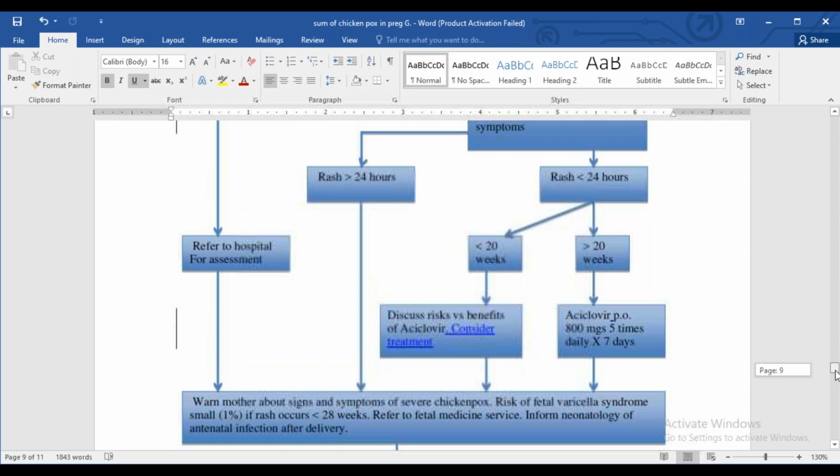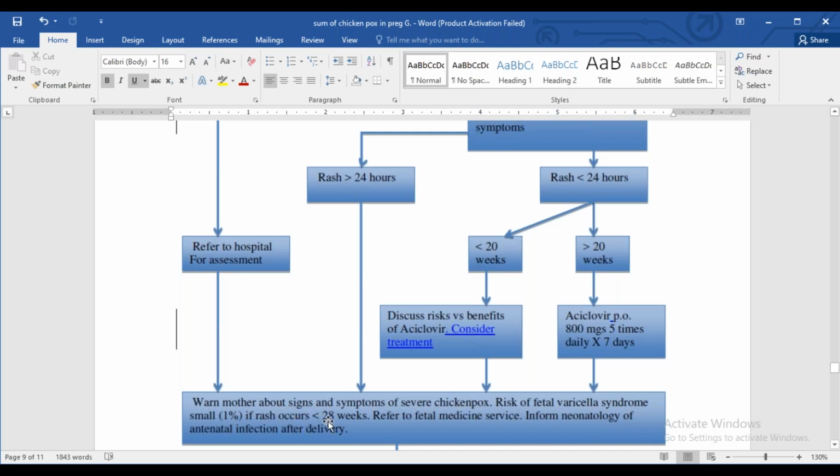If it's more than 24 hours after appearance of the rash, here we are not going to give acyclovir. You have to warn the mother about the signs and symptoms of severe chickenpox. What do we mean by severe chickenpox here? We mean signs and symptoms of pneumonia, hepatitis, like this. And you have to counsel her about the risk of fetal varicella syndrome, and you have to state it's 1%.